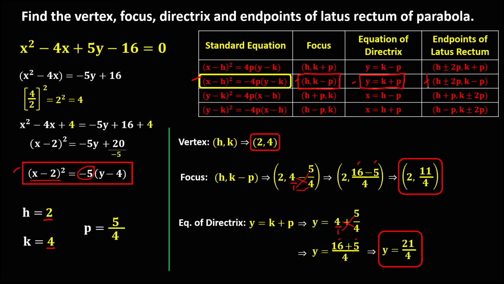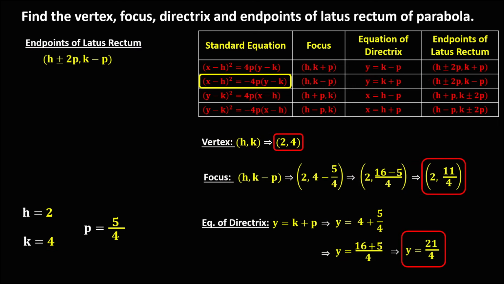Then for the last one, the endpoints of the latus rectum. From this formula, substitute all the values. So h is positive 2, then plus or minus 2 times p, p is 5 over 4. Then we have k is 4 minus p, that's 5 over 4. Then to simplify, multiply 2 and 5. So 2 times 5 is 10 over 4. Then apply the butterfly method, so over 1, this is 16, then minus 5 over 4.